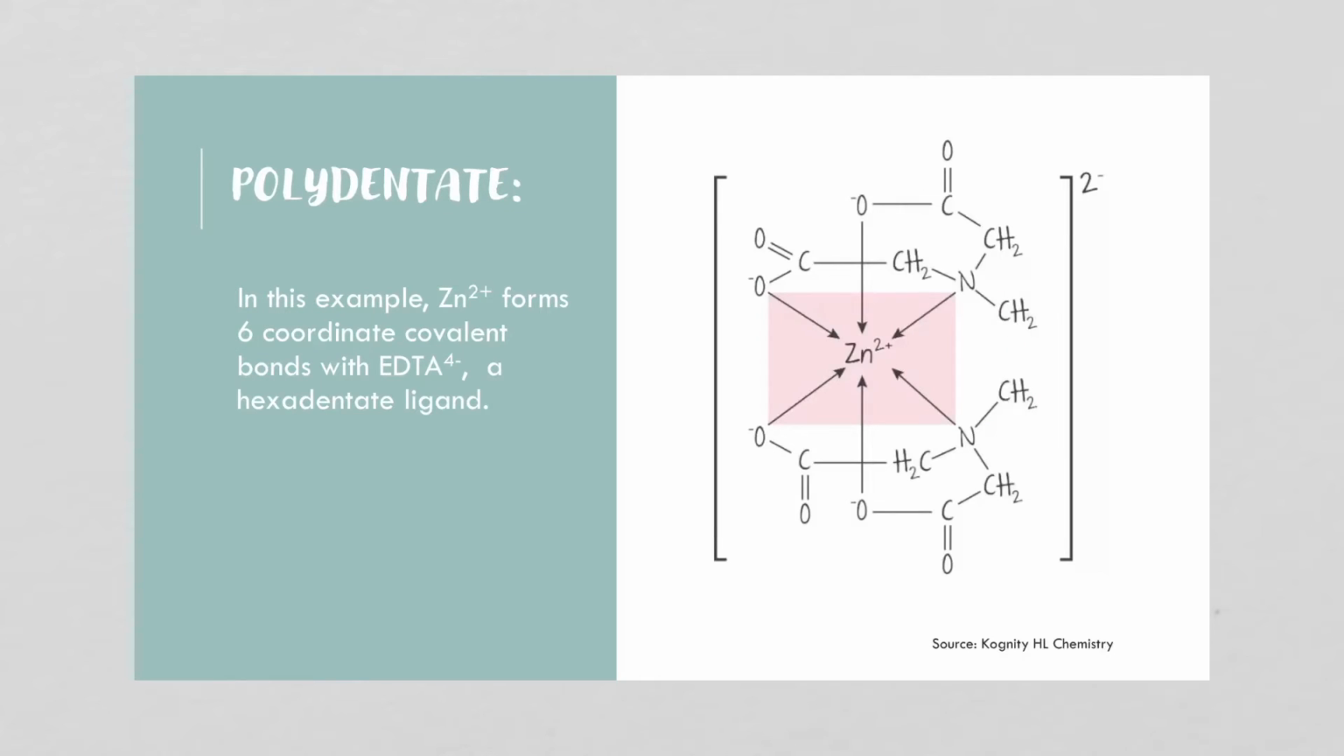A polydentate ligand has many pairs of electrons to share. In this example, Zn2+ forms 6 coordinate covalent bonds with EDTA4-, which is a hexadentate ligand.